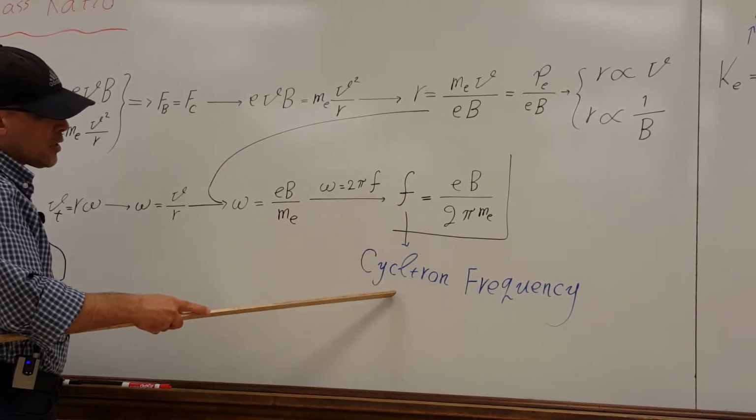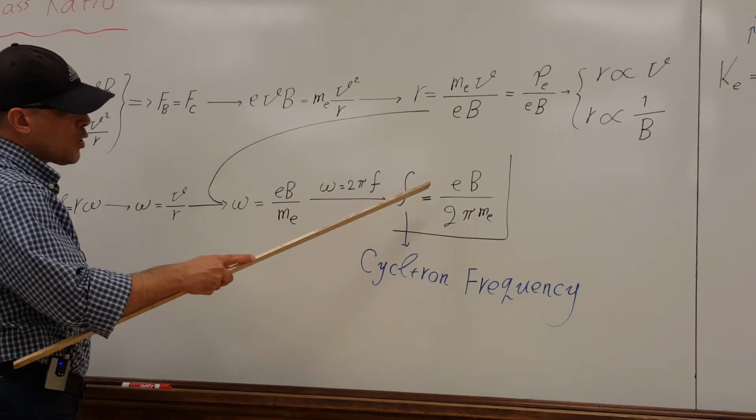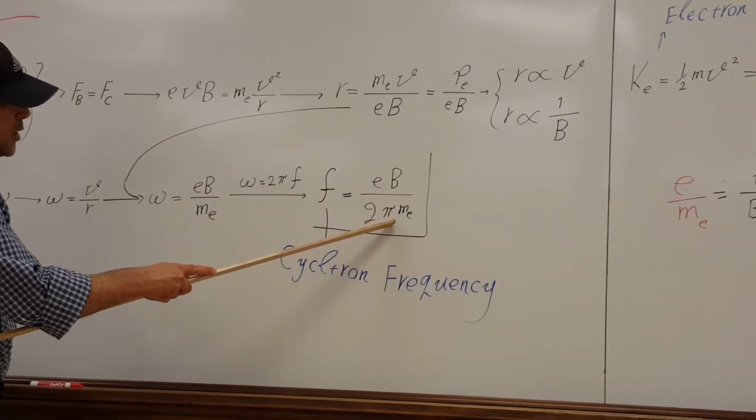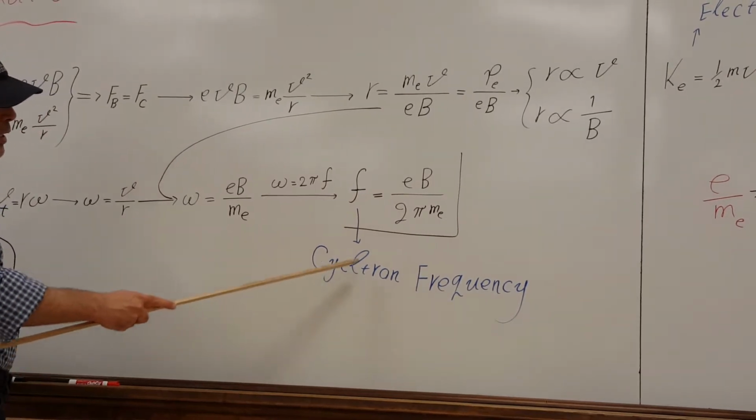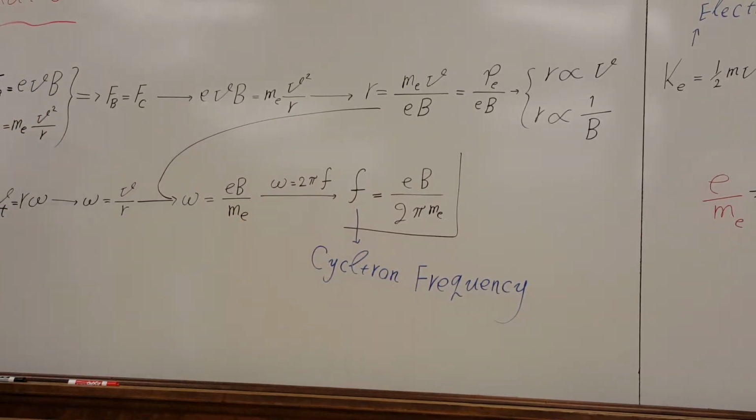This frequency, which is called the cyclotron frequency, is equal to eB divided by 2 pi m_e. So you see that this one doesn't depend on the radius. That is why it's called the cyclotron frequency. And the name cyclotron comes from the early accelerators.